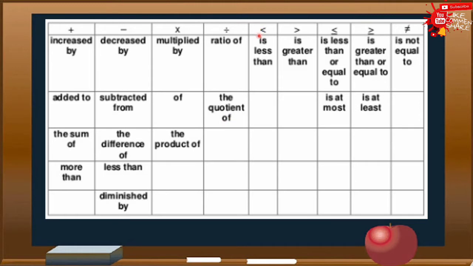Then we have the symbol for less than, and the phrase related to it is less than. Then we have the symbol for greater than. Then we have this symbol, which can be is less than or equal to, or the phrase is at most. Then we have the symbol for greater than or equal to, which can also be is at least. Take note of the symbol. Then for this symbol we have is not equal to.